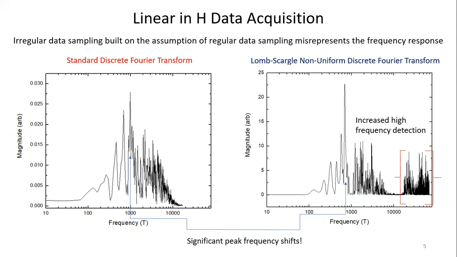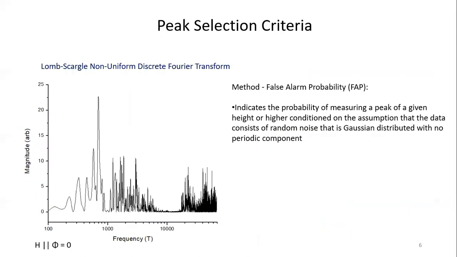Here, I just want to take a moment to say that the Lomb-Scargle method is primarily a combination of Bayesian statistics and least squares fitting at each frequency point, combined with a Fourier analysis. And so with that, one needs to have some form of statistics to apply to their peak selection criteria.